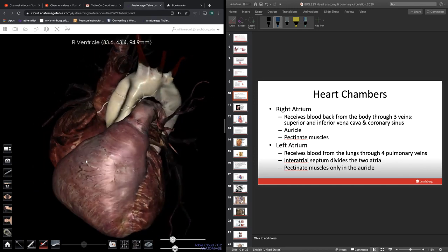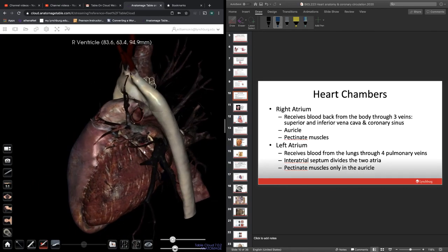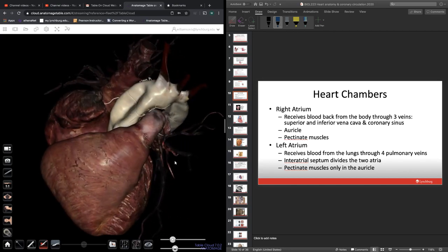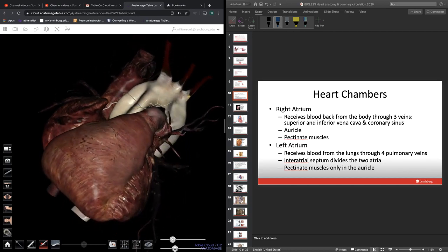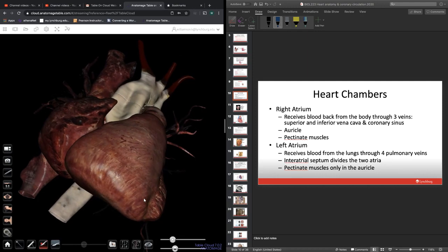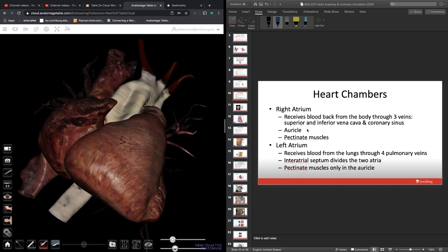Just underneath the right atrium is going to be the right ventricle. If we turn around and we look at the left side of the heart, we're going to see left atrium in this region, and just inferior to that, the left ventricle.